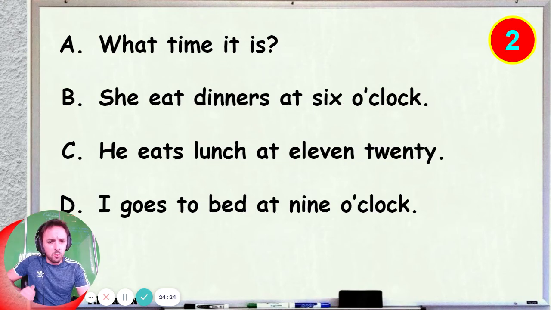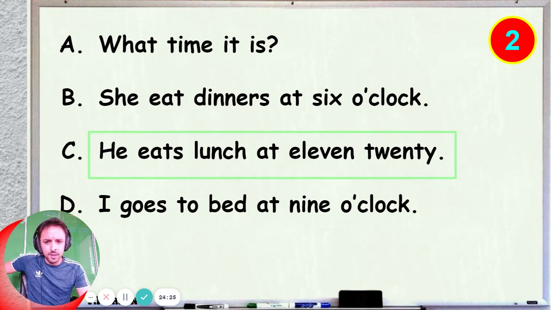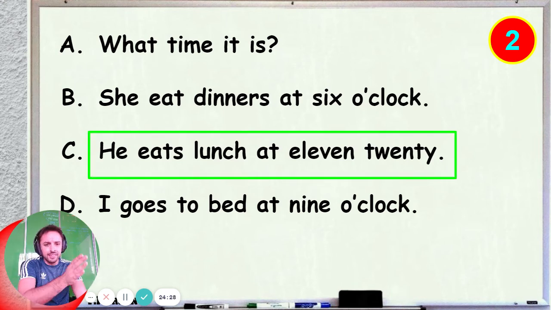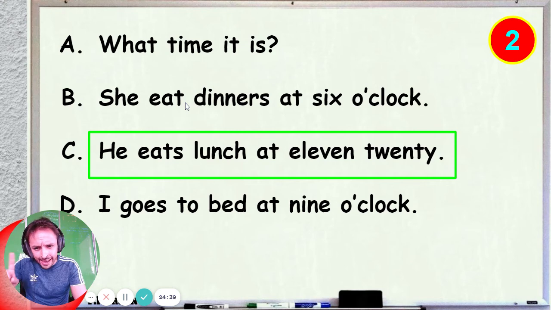Okay, number 2, what is the answer? It was C. He eats lunch at 11:20. That's good. What time it is, not what time it is. What time is it? She eat dinner, not she eat. Remember, if it's he or she, you have to add an S. She eats dinner. No S on dinner. And I goes to bed, not I goes. No ES. I go. No ES for I.